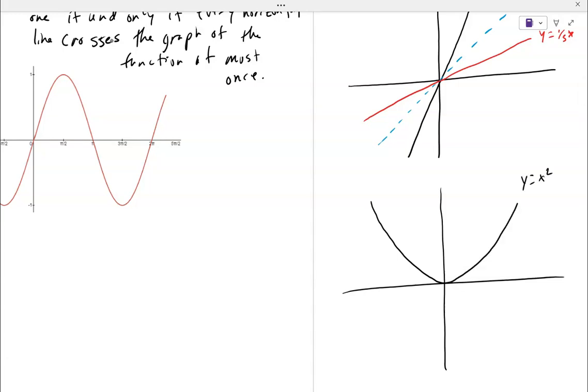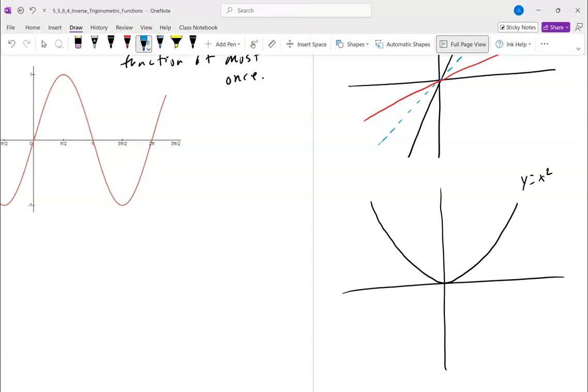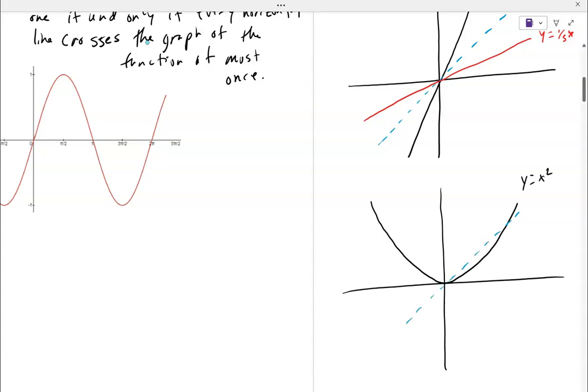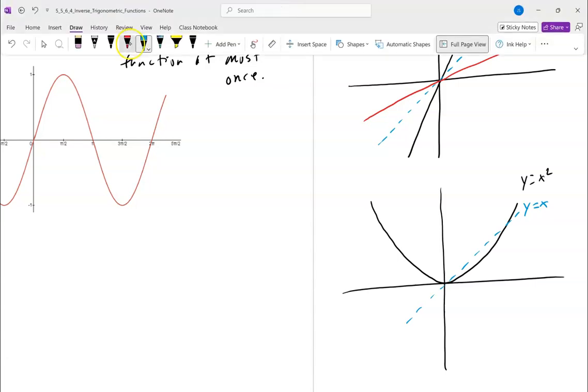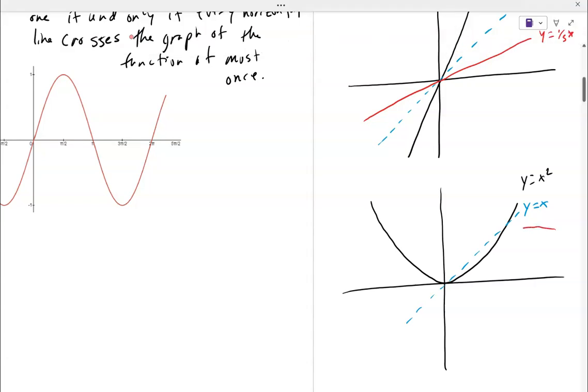Here's y equals x squared, right? If you reflect that about the line y equals x again, notice that instead of getting a parabola that opens up, it's going to open to the right. This is the parabola x equals y squared. That flips x's and y's.